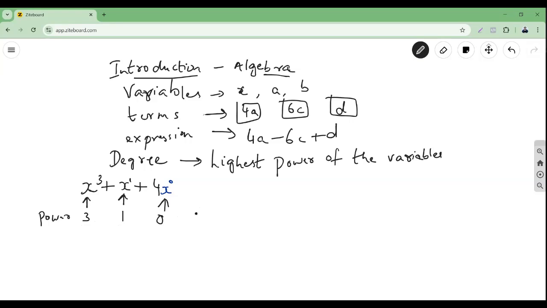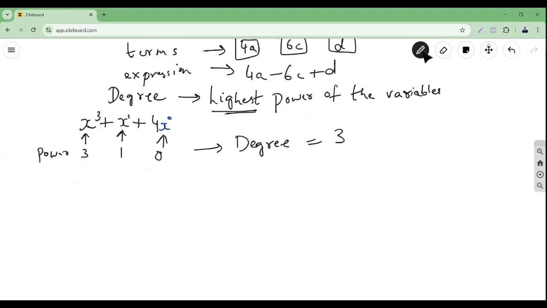So in three different terms there are 3 different powers. However, the degree of this expression is 3. Why? Because the meaning of degree is highest power. So the highest power of this expression is 3. That is why the degree of this expression is 3.